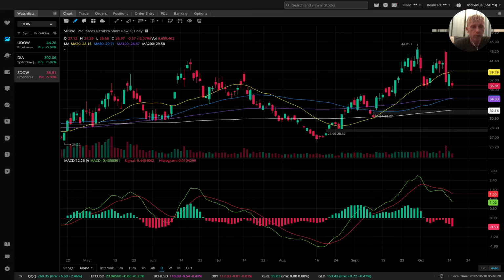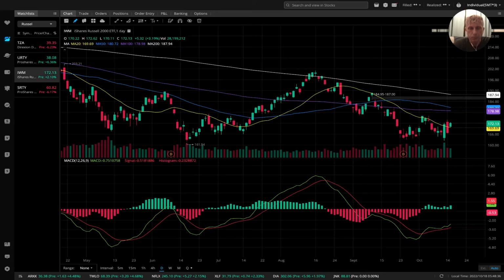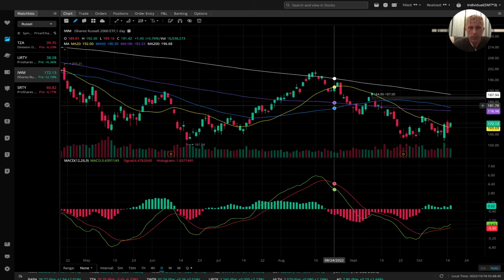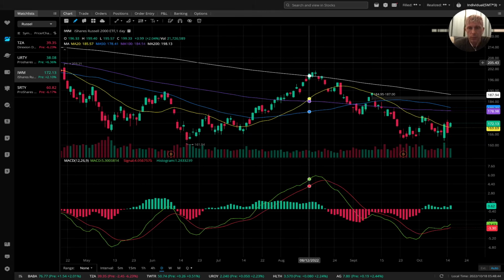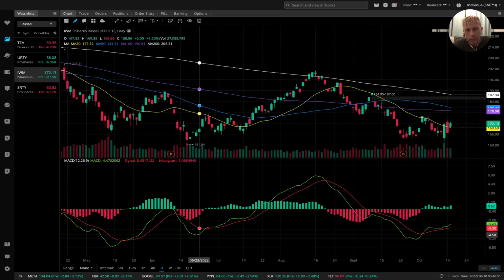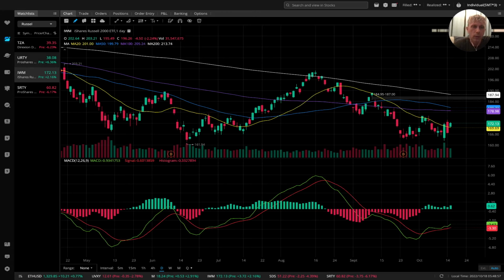Let's go now to the fourth index, Russell 2000. IWM is the ETF for Russell 2000. Let's see here, market up and down. From this point, market up. From this point, market down. Okay, market down. We buy here, MACD did a bullish crossover.